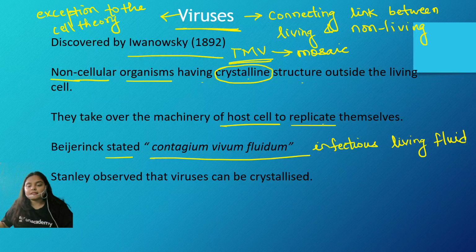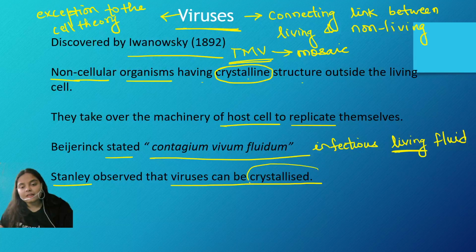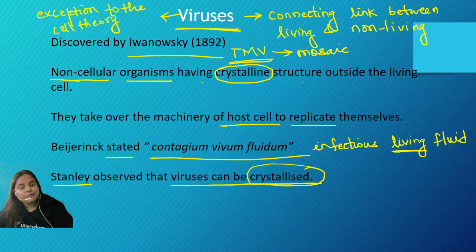So see what happens. Beijerinck discovered that the fluid from the infected tobacco plant can be used to infect other healthy plants. So that means it contains some infectious living fluid, and that is the meaning of this term contagium vivum fluidum. And Stanley observed that viruses can be crystallized, and with the help of this crystallization, they can be stored for an indefinite amount of time.